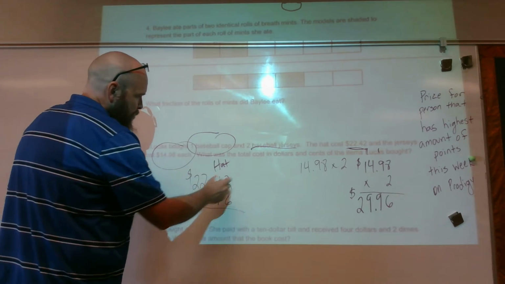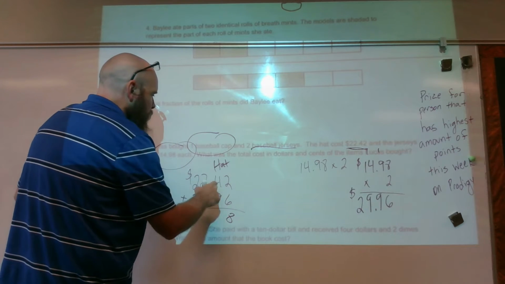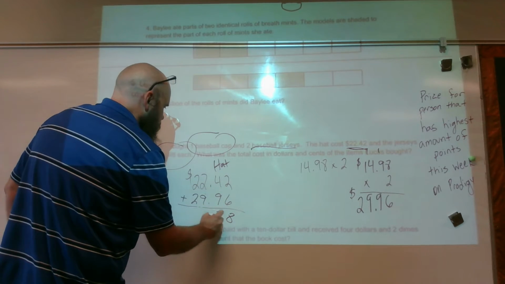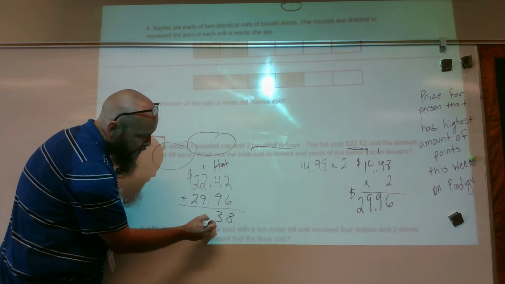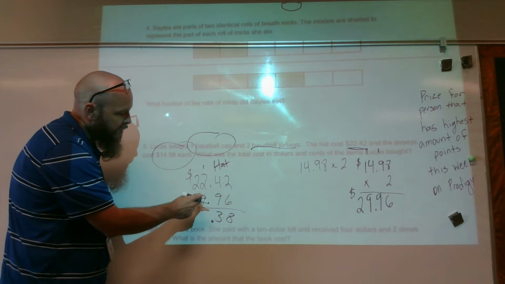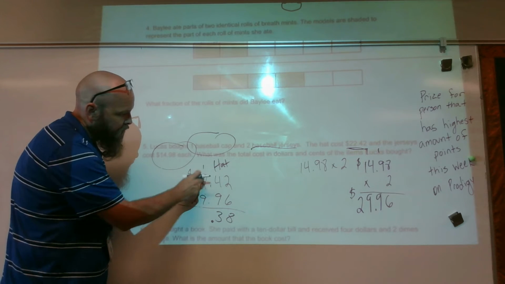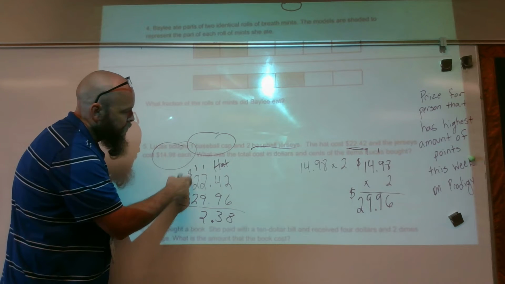So let's check it. Simple adding. 6 plus 2 is 8. 4 plus 9 is 13. Carry the 1. When you're adding decimals or subtracting decimals, the decimal point comes straight down. 1 plus 2 plus 9. Well, I'd do 9 plus 1 is 10. Plus 2 is 12. Carry the 1. 2 plus 2 is 4. Plus 1 is 5.